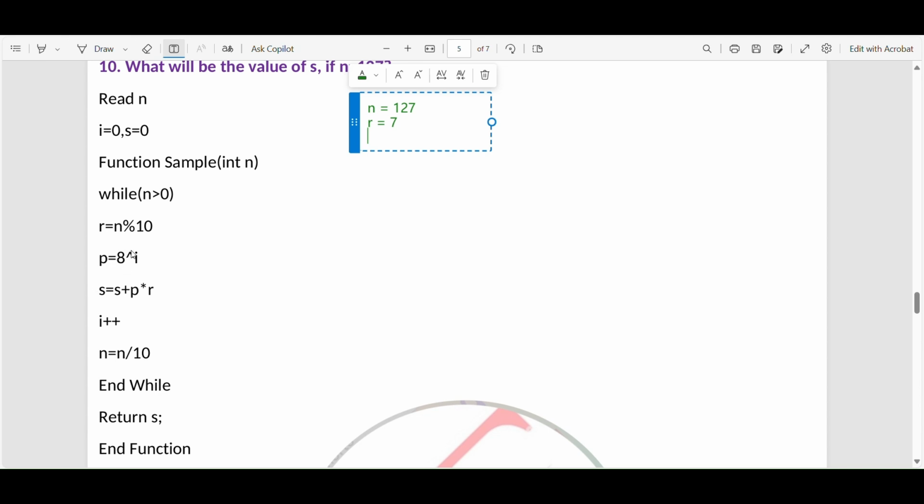And next p will be equals to 8 power I. That means here p will be equals to 8 power I. What is I here? 0. 8 power 0 will be 1. Value of p is there, which is 1. See, let me show you. This is iteration 1. Okay.